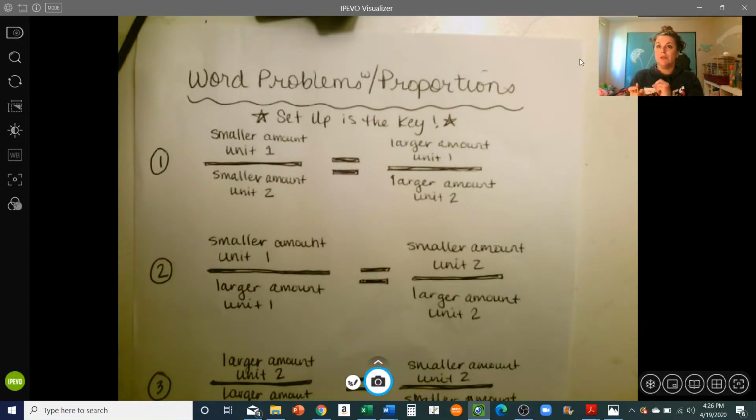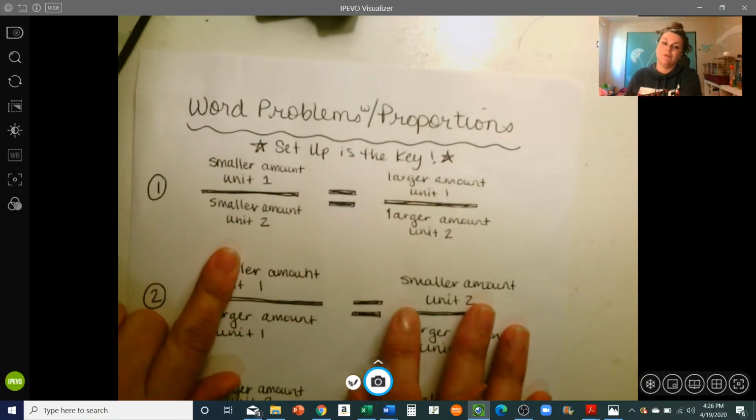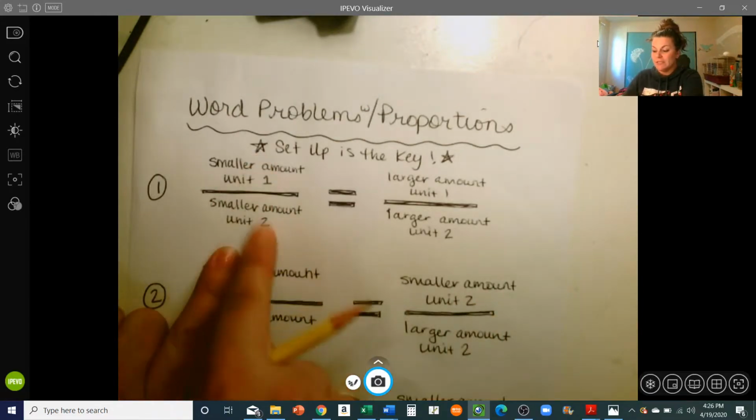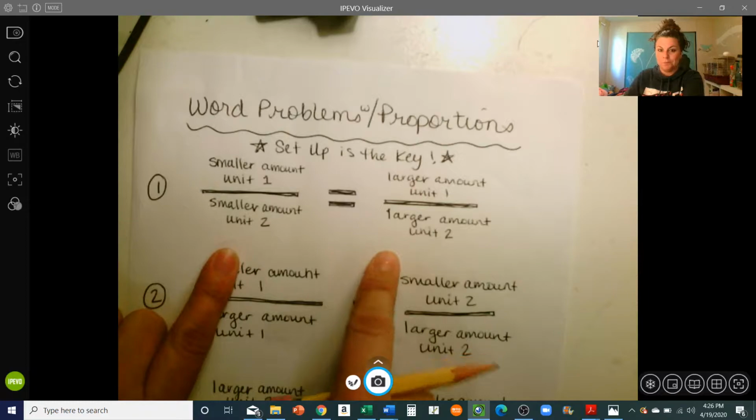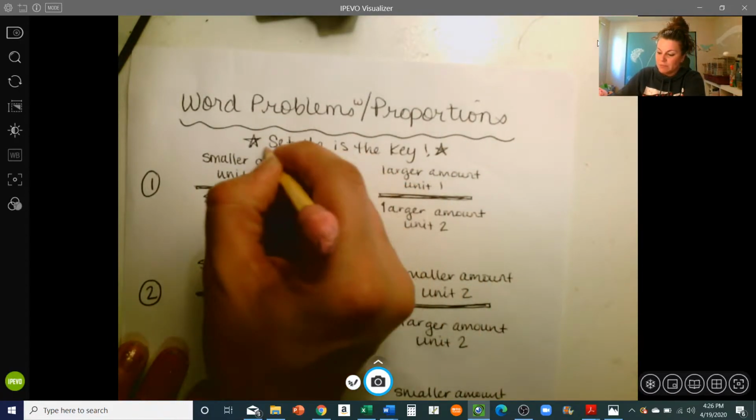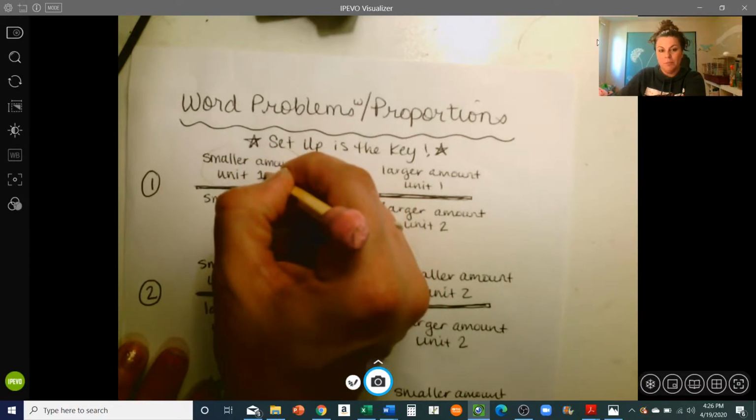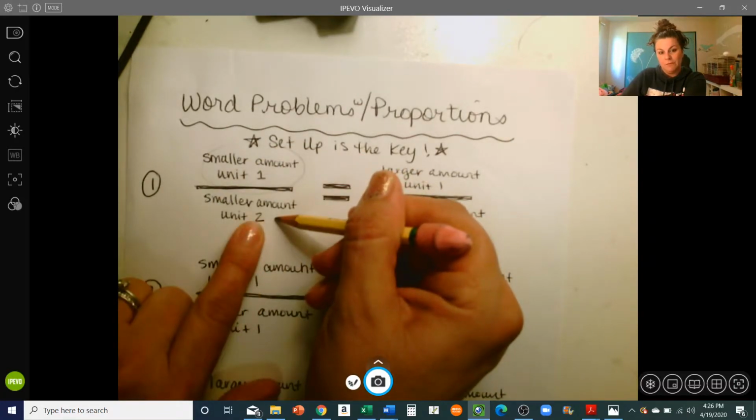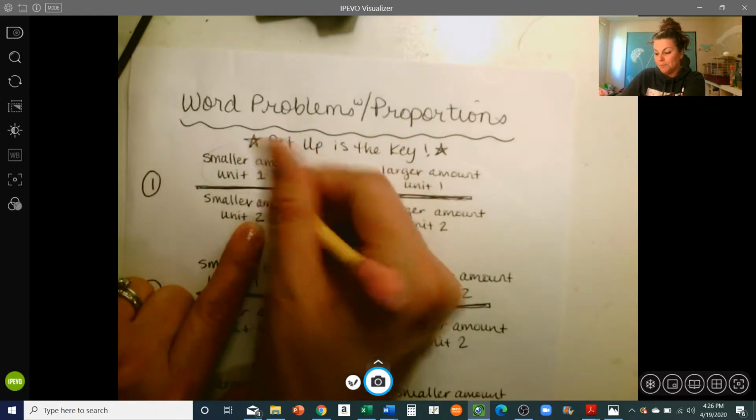So try not to let it get too confusing for you. Recognize the smaller amount and the larger amount, and then pick out your units. And then this top one, I think, is the absolute easiest one to use. But you aren't always going to get your information in order. So all of these, I can have the smaller amount with unit 1 on top and the smaller amount for unit 2 on the bottom.